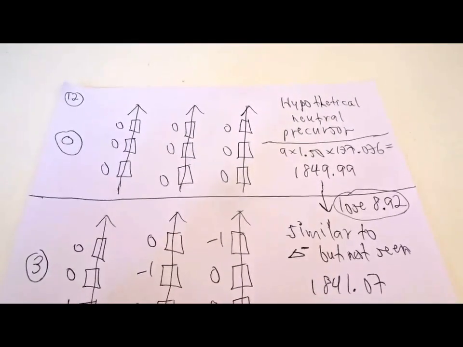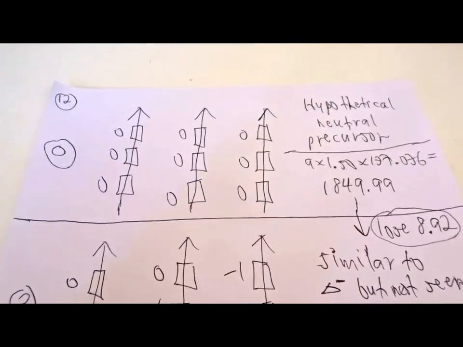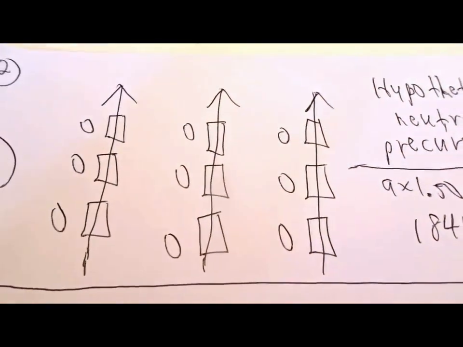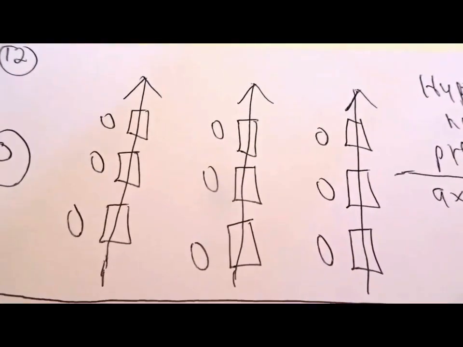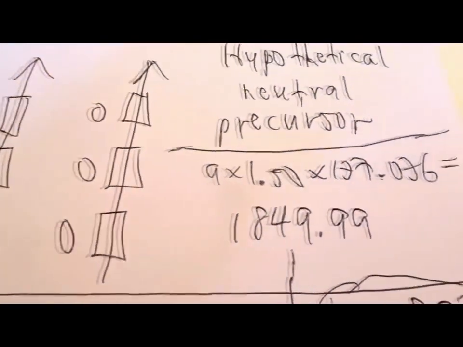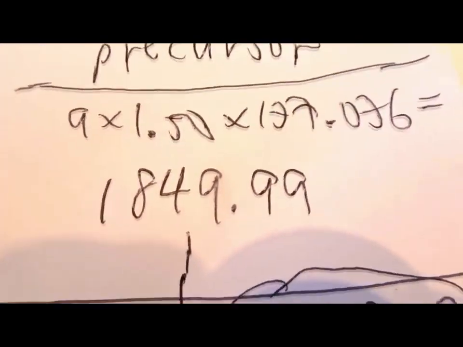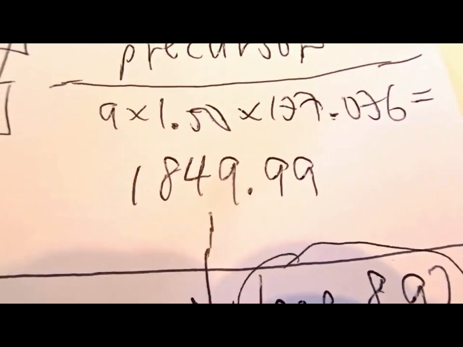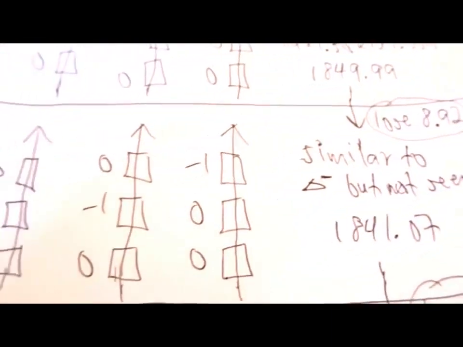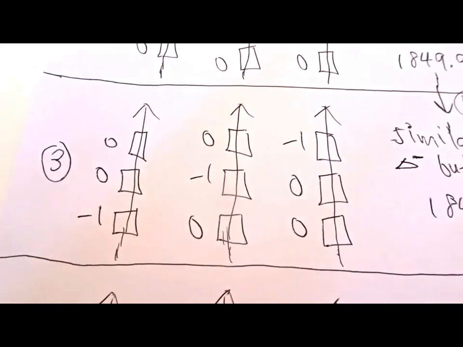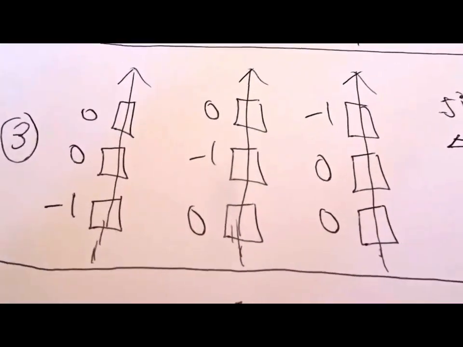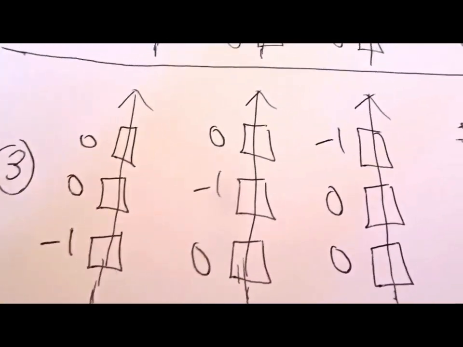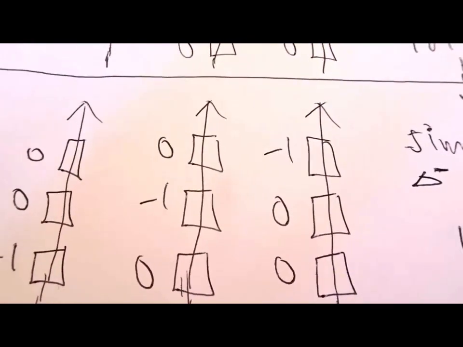Now we will summarize our overall scheme to create the total masses of a neutron or a proton. We'll start from a hypothetical neutral precursor of three quarks or possibly neutrinos with zero electric charge everywhere in a time average sense. It would have mass energy of 9 times 1.50 times 137.036 equals 1849.99. Next, after our scheme with the W plus and W minus particles, we would introduce three integral charges among those three quarks, one on each quark: 0, 0, minus 1, 0, minus 1, 0, minus 1, 0, 0.